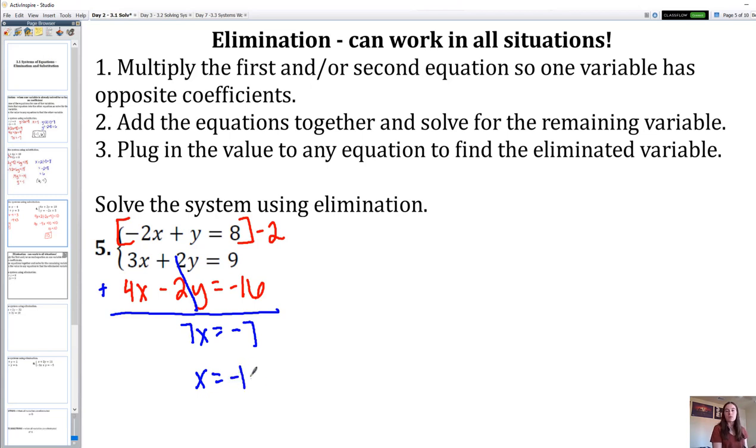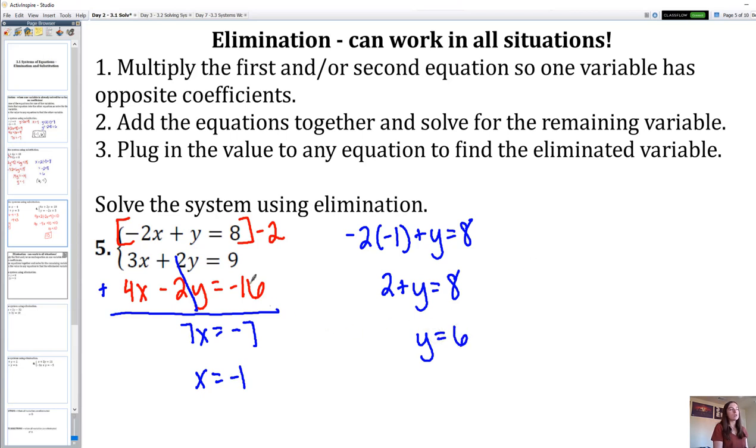Then we have this value of x. We can plug it back into any of these three equations, it doesn't matter which one, to figure out y. I'm going to use the top one. So we have negative 2 times negative 1 plus y equals 8. 2 plus y equals 8. Subtracting 2, we get y is equal to 6. So the solution of these two equations is the point negative 1, 6. Notice this was the exact same equation that we did for our substitution problem at the very beginning.